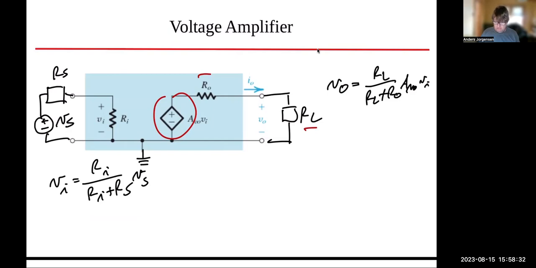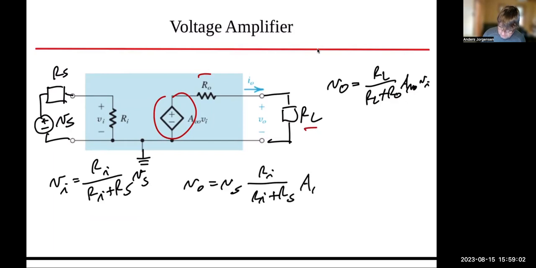Now I have a relationship. I can plug in the VI I had over on the other side, and I can compute VO equal to VI times, let's say, RI plus, sorry, that's not VI, that would be VS, right? VS times RI over RI plus RS, times AVO, times RL over RL plus RO, like that. That's the relationship between input and output voltages.